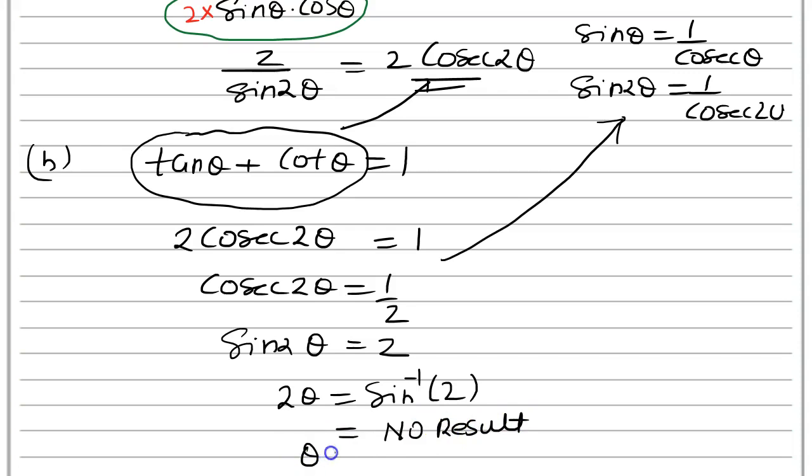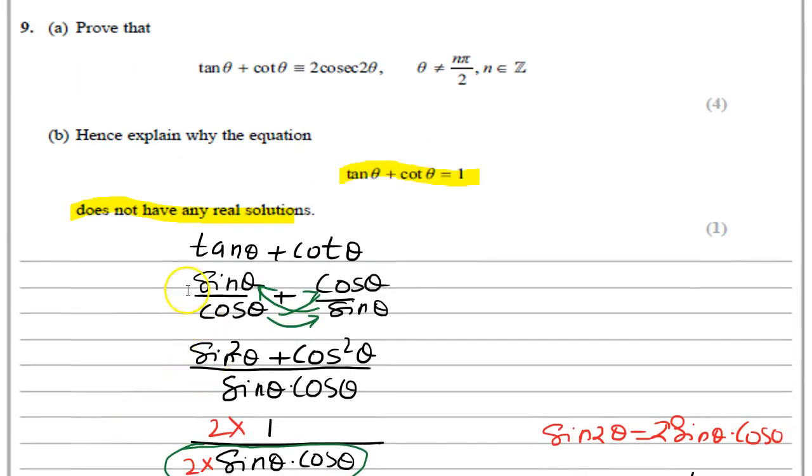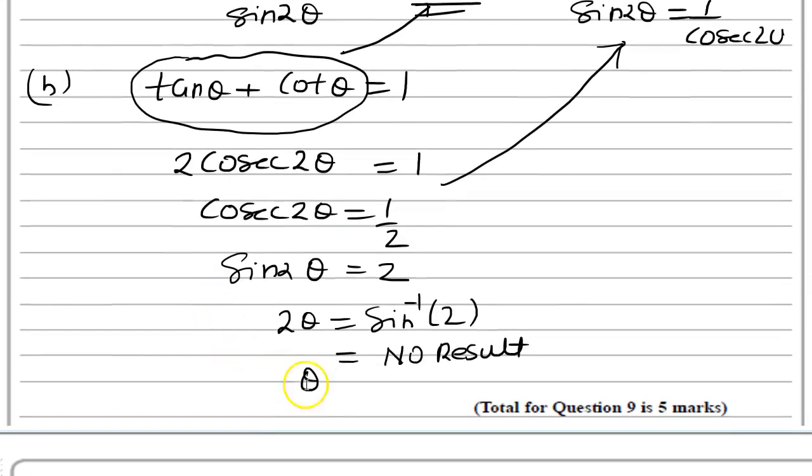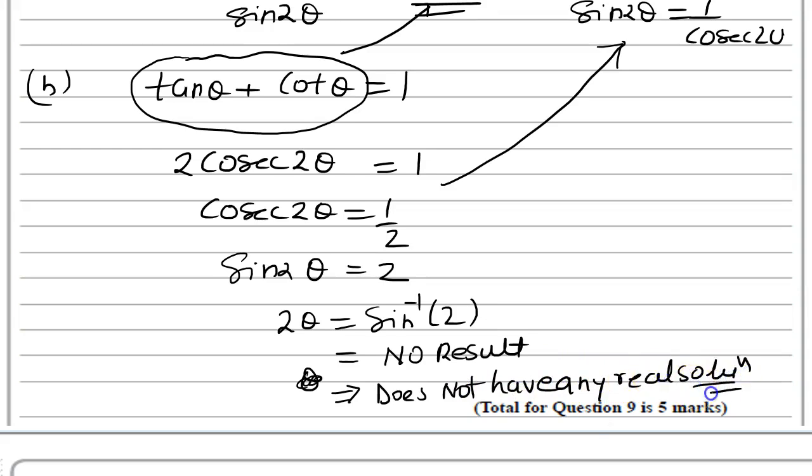Which shows that it does not have any real solution. Let me cancel this. This shows the equation does not have any real solution. Okay, so that was your B part.